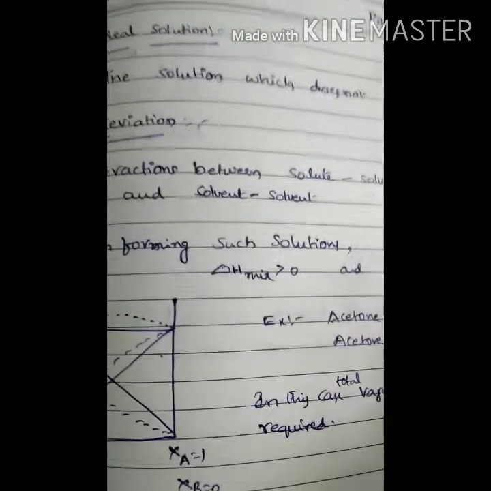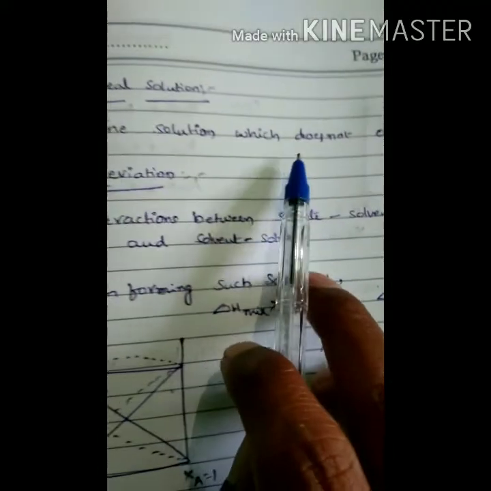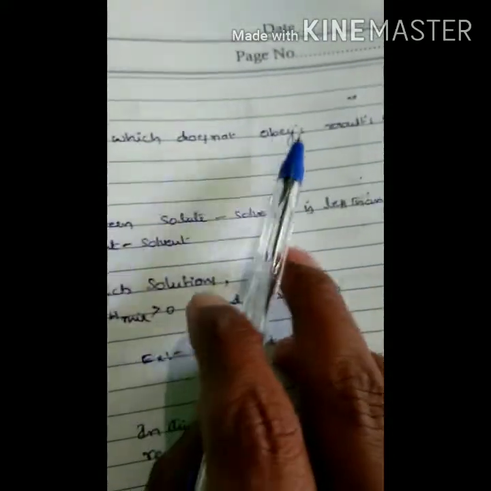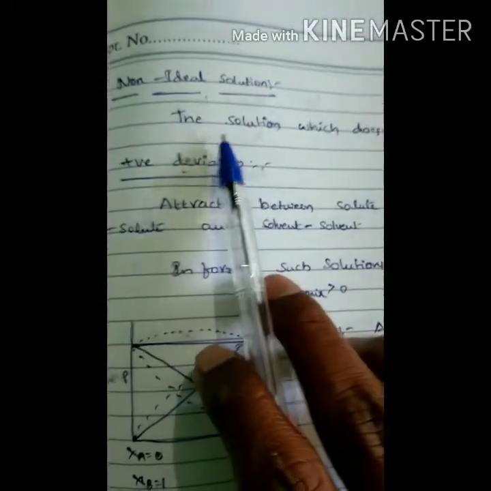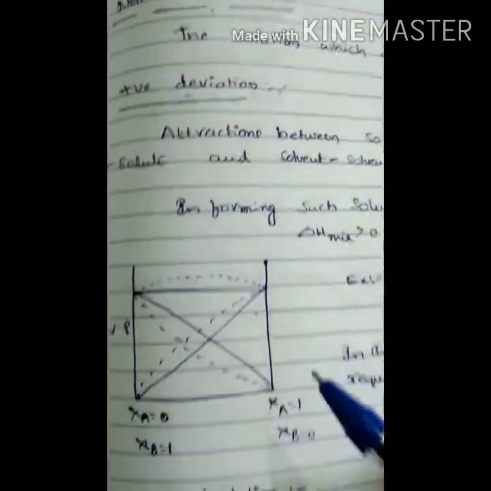Next, non-ideal solution. A non-ideal solution means a solution which does not obey Raoult's law. Here two cases are there. One is positive deviation and another one is negative deviation. These two are very important.